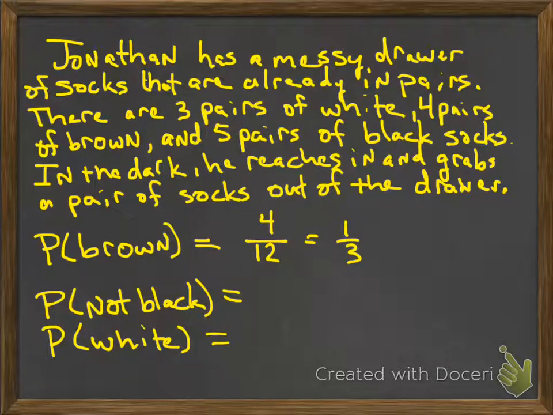What's the probability of not getting black? Again, there are 12 socks total, but there's 3 whites and 4 browns, so that would be 7 out of 12. And the probability of getting white, well, there are 3 white out of the 12 total, so 3 out of 12. Notice here I'm not doing anything called compound probability, I'm just doing very simple probability.